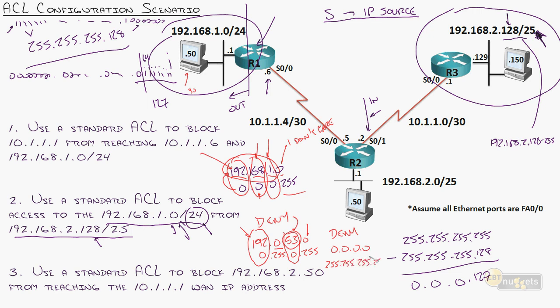255.255.255.255. It's very much saying deny. I don't care. I don't care. You're denied. Doesn't matter what IP address you have. You could also go the other way.